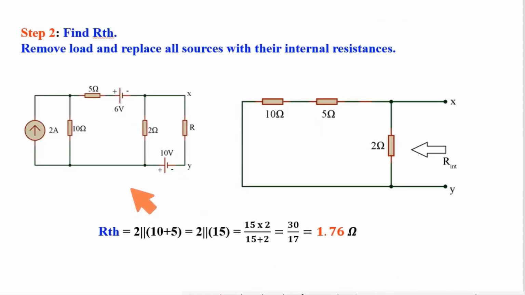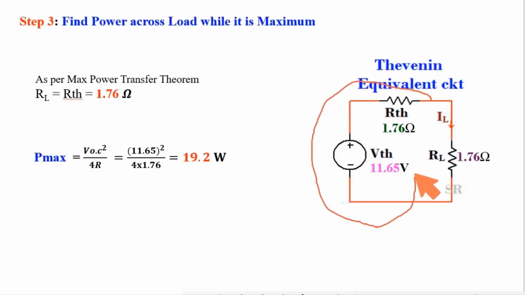Now to find out the Thevenin resistance, I need to open this load resistance. Here I have opened, and the current source will be open. This current source is open. This voltage source is shorted. So ultimately I got this. From here it is clear that 10 plus 5, that is 15, is in parallel with 2. 15 in parallel with 2. Ultimately I got 1.76 ohm as RTH. So this is the equivalent Thevenin circuit. RTH is 1.76, VTH is 11.65.